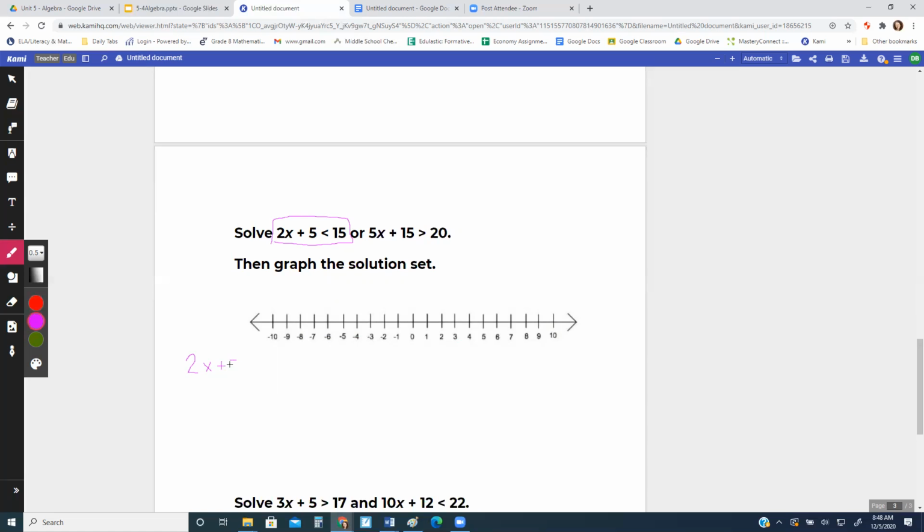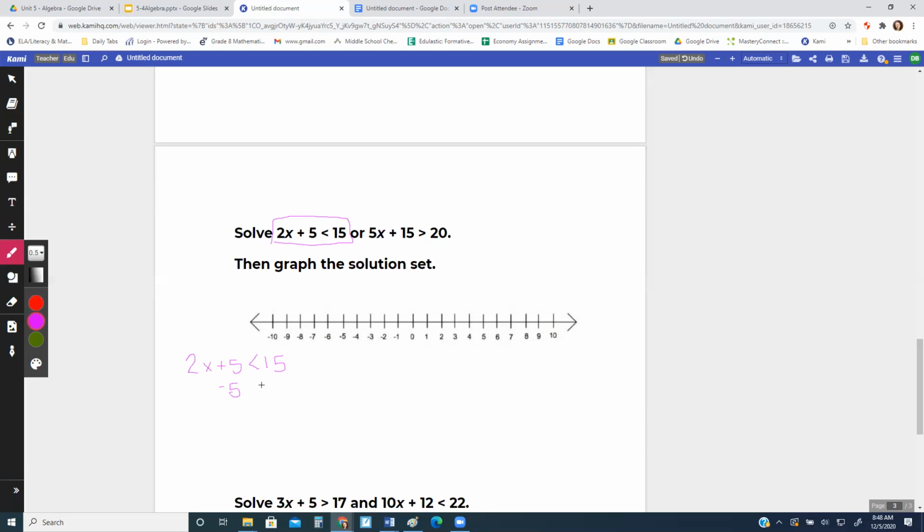2x plus 5 is less than 15. So my first step: I know I'm going to need to divide by 2 because I have a 2 multiplied by the x. But we really need to combine like terms before we start multiplying and dividing. So here's a constant term, here's a constant term, so let's get them together.